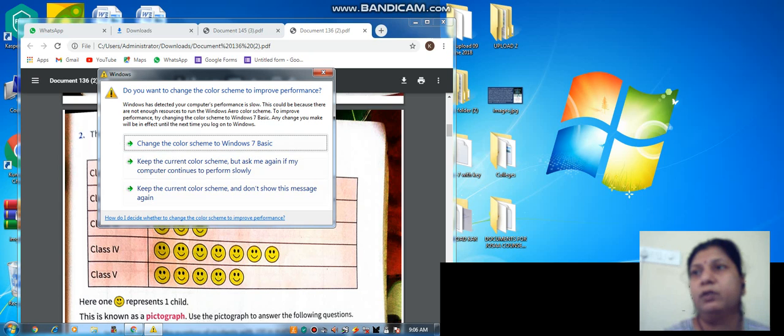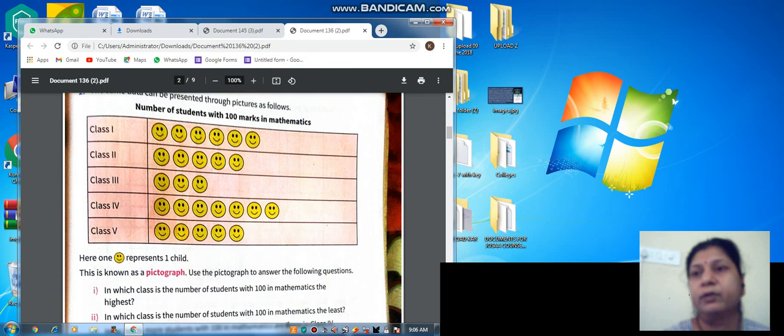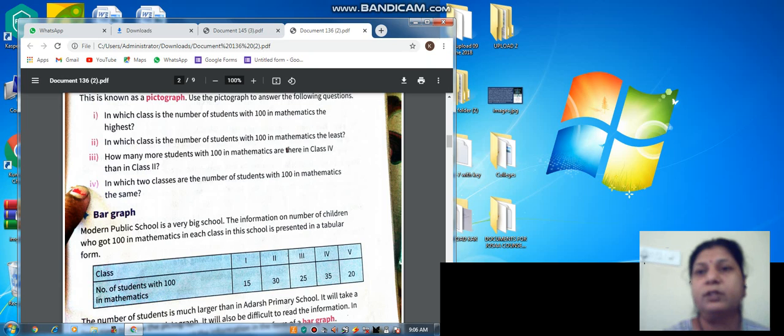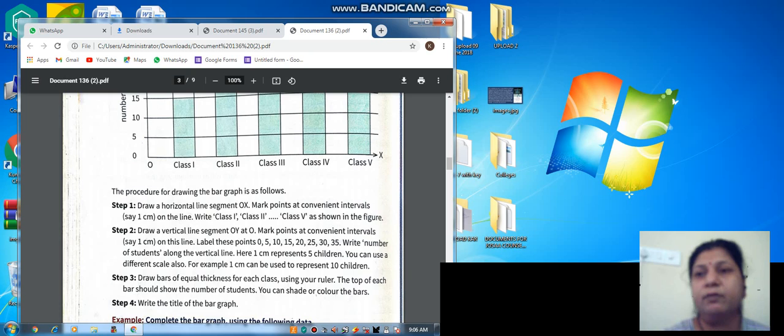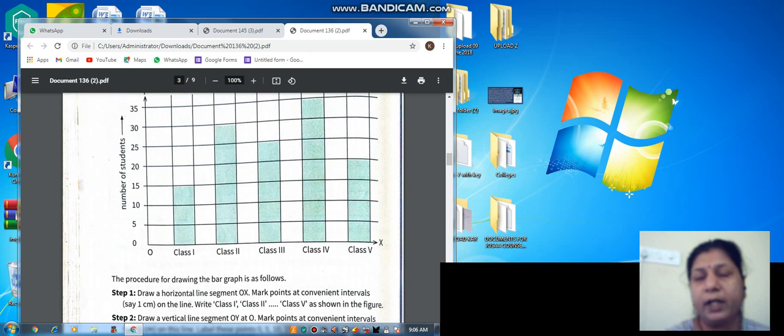Fine, so let's start our next topic. Our next topic is the bar graph. What is a bar graph? Data represented with the help of bars is called a bar graph. In a bar graph, the horizontal line is called the x-axis and the vertical line is called the y-axis. Most of the numbers are represented on the y-axis, and the name of the class, name of the week, name of the days, whatever it may be, that word format you can represent on the x-axis.